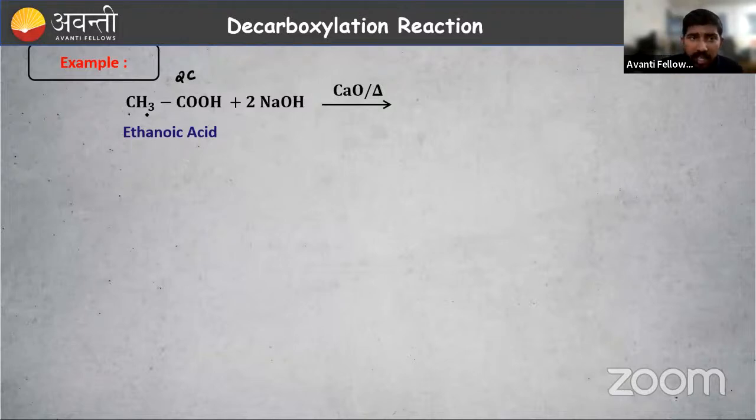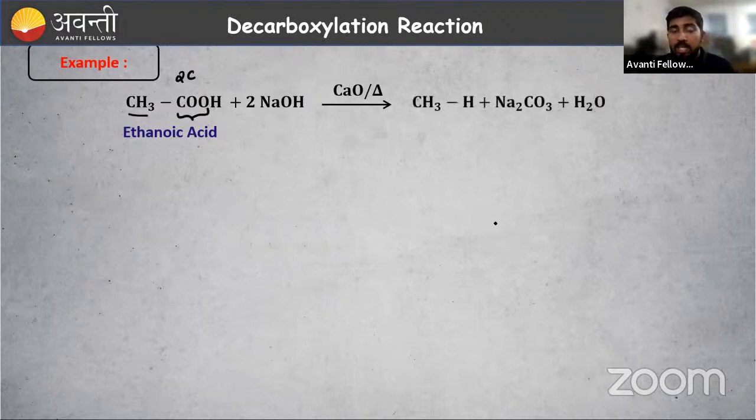So I have CH3COOH, decarboxylation, remove one carbon dioxide. So I am removing this carbon dioxide, then CH3 and H. So what is formed here? CH3H. What is that? That is our methane. So methane is formed. So we are interested in methane only.